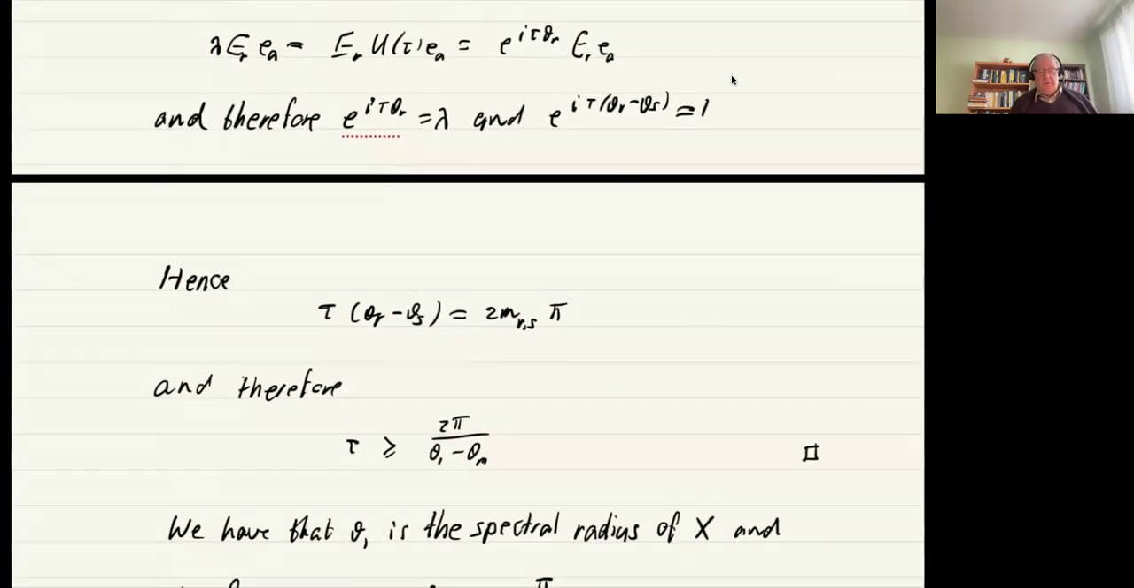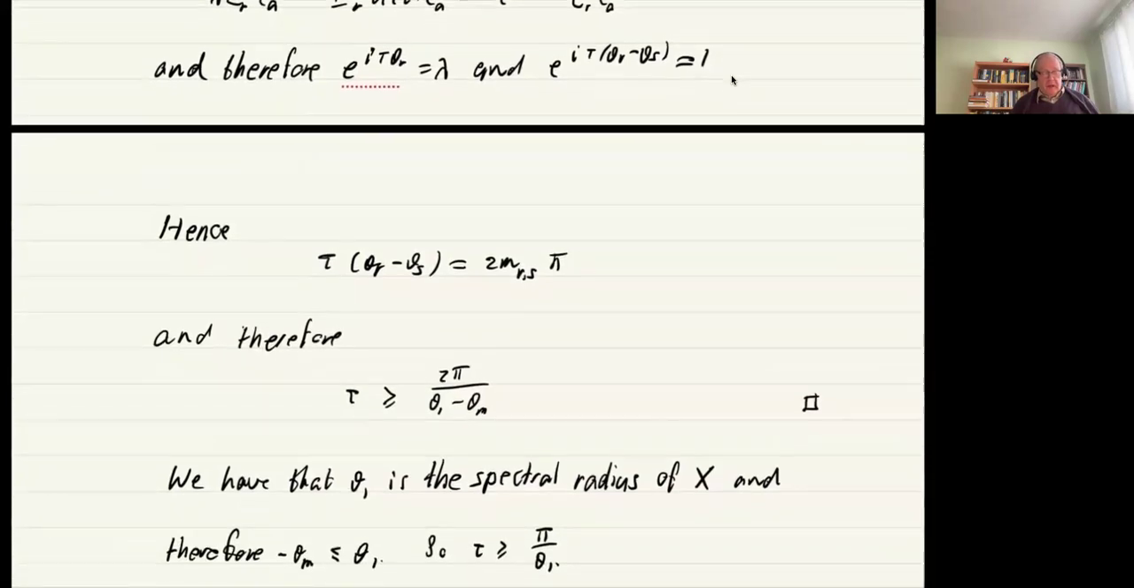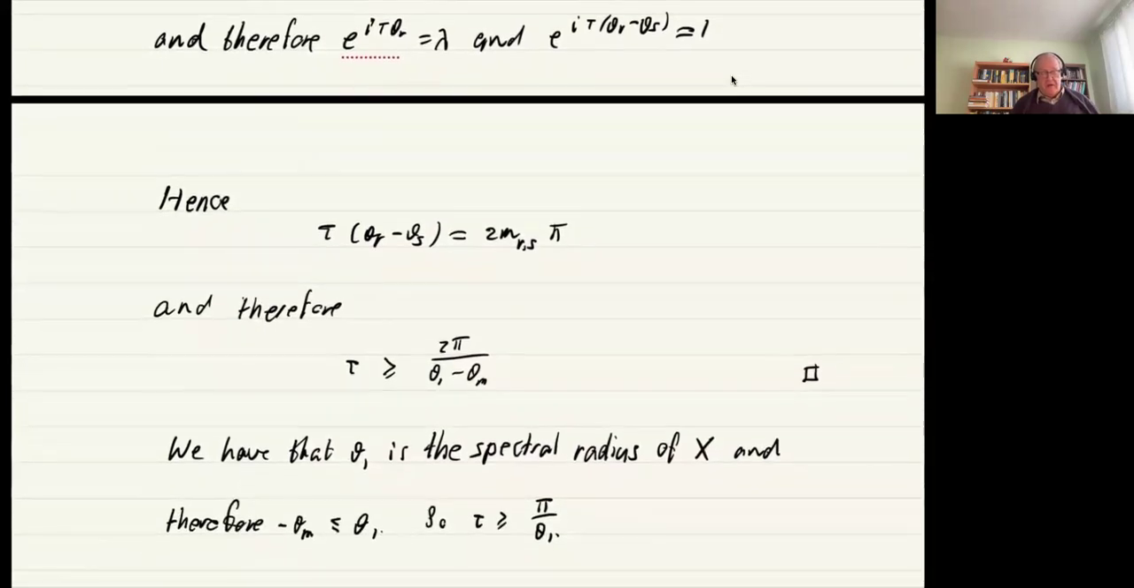Okay, so we have this, and so then we get that tau times (theta_r minus theta_s) is some integer multiple of 2 pi. And since m_rs is at least 1, we get this. Okay, and so there's a bound.